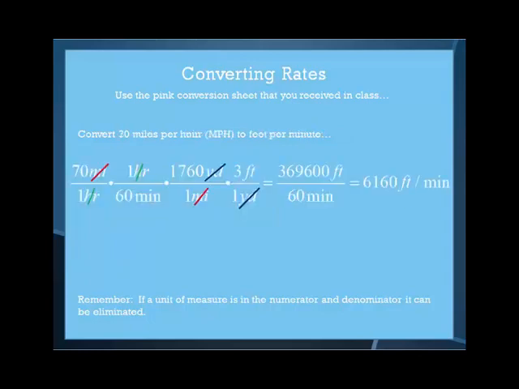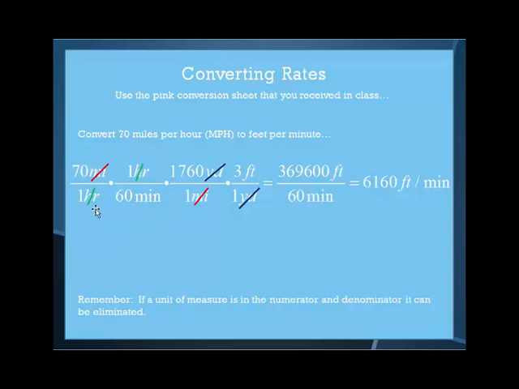The last one we'll look at is if we want to convert 70 miles per hour into feet per minute. Again, we're going to start out with the 70 miles in 1 hour. I want to get rid of my hours first, so I know that there is 60 minutes in 1 hour. Since my hours are in the denominator here, it has to go in the numerator there in order for the hours to cancel out. Now I'm going to start working on the distance piece.